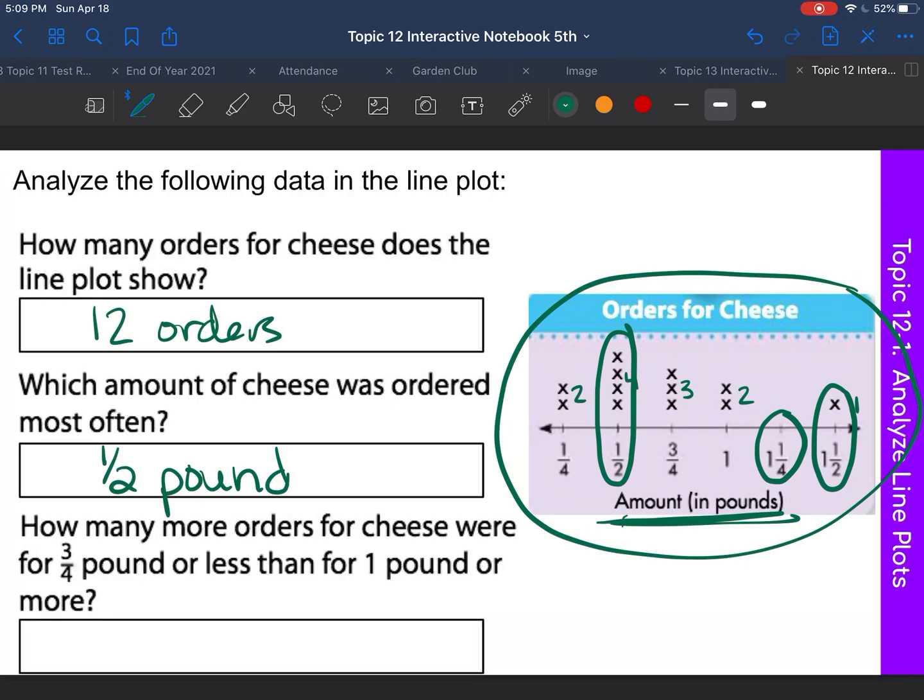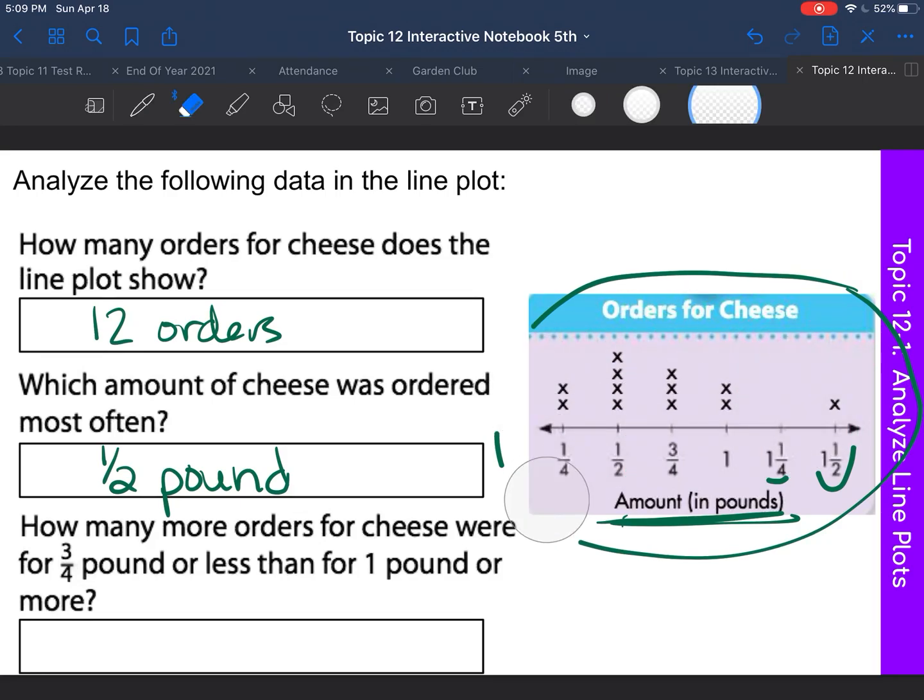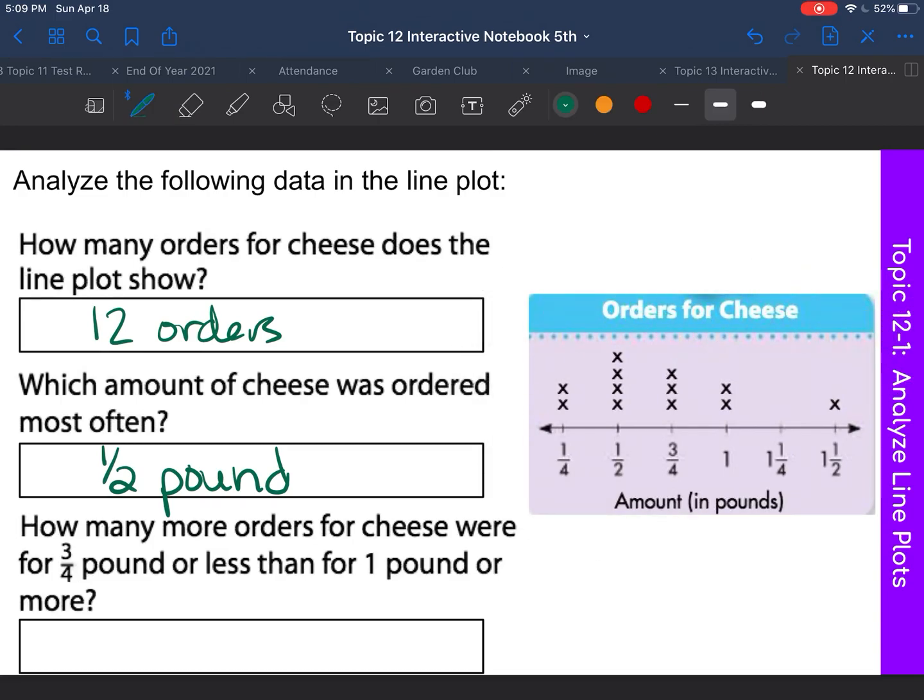Okay. Now this last question says, how many more orders for cheese were 3/4 pounds or less than for 1 pound or more? So for this, this is like a double question. Okay. So we need to figure out how many orders were for 3/4 pounds or less. So 3/4 is here. So we're 3/4 or less. So we're going to count all of the dots for 3/4 pounds or less. We have 1, 2, 3, 4, 5, 6, 7, 8, 9. So there's 9 for 3/4 pounds or less.